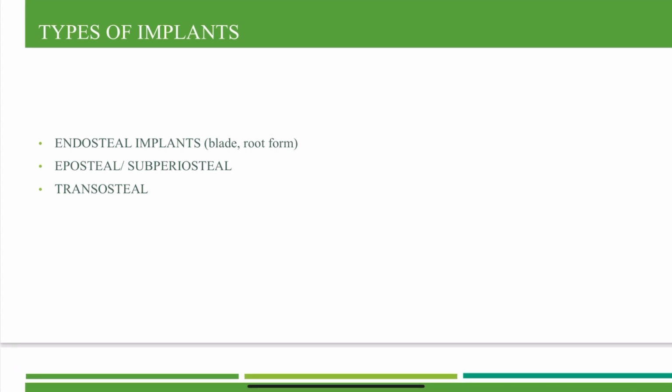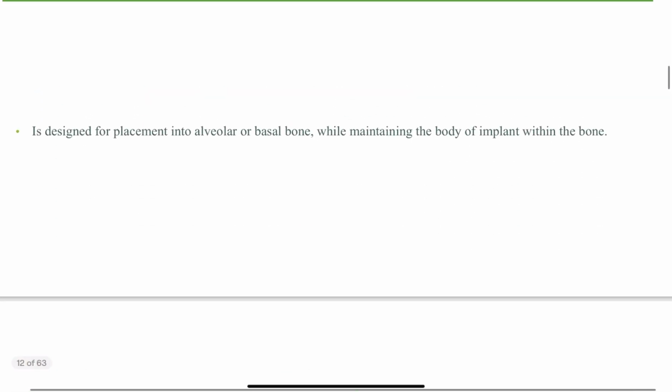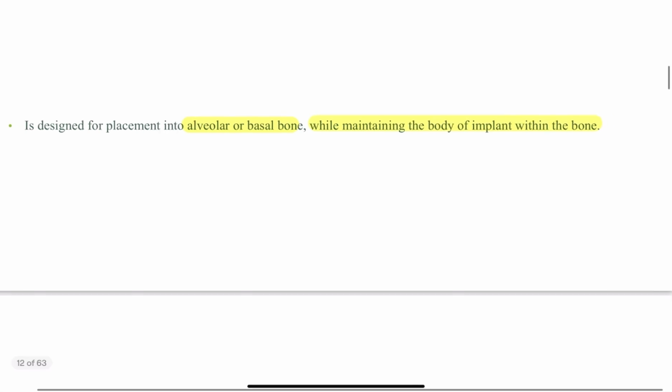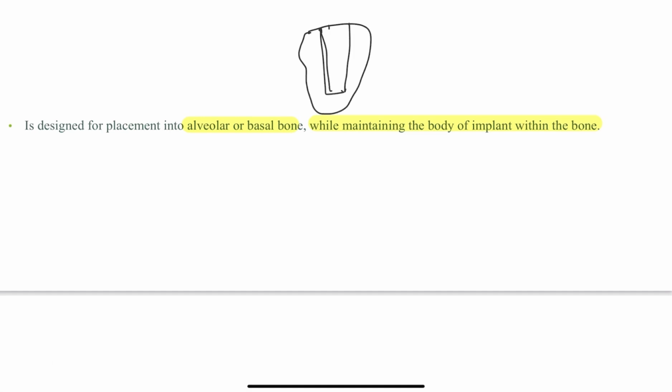Types of implants. So we have endosteal implants that we will be discussing in detail, subperiosteal and transosteal implants. Endosteal implants are designed for placement into the alveolar bone or basal bone while maintaining the body of the implant within the bone. So in endosteal implants, the implant is completely inside the bone. Suppose this is your bone, so the implant is in its three-dimensional form, completely inside the bone.